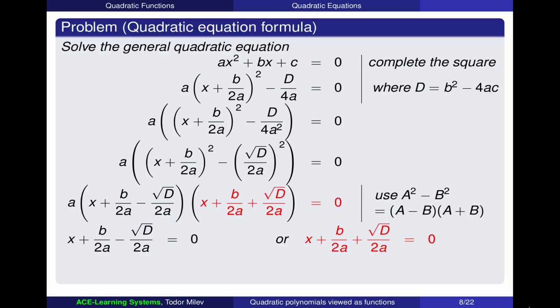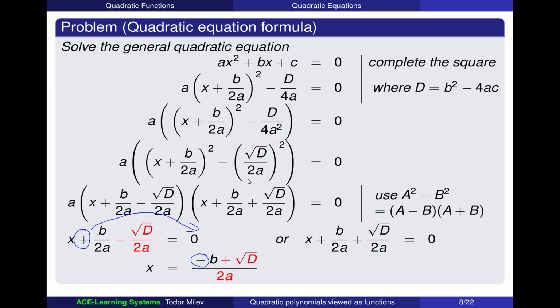We're almost done. All that remains is to solve. Now we've got two linear equations in x, the left hand one and the right hand one, and we can immediately solve for x. Let's do that. So I'm solving now this equation for x. I'm taking plus b over 2a and transferring it from the left hand side to the right hand side. The plus becomes a minus, and b over 2a becomes minus b over 2a.